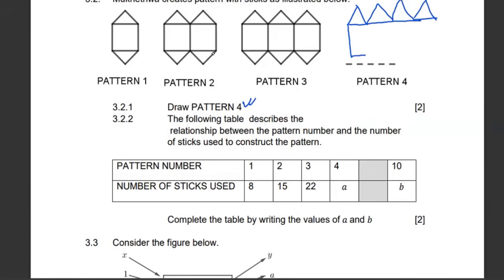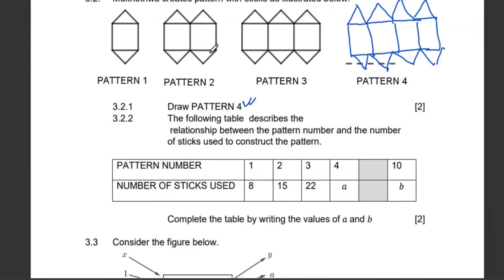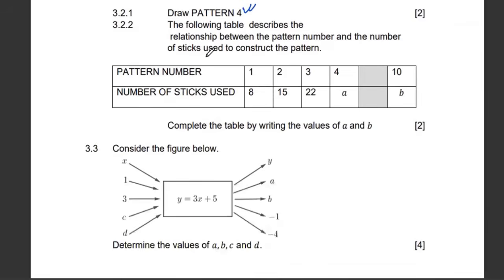Okay, so this is gonna be like this. We'll repeat the process: 1, 2, 3, 4. Then you can connect this. All right, so that is pattern number 4, and then the table describes the relationship between the pattern and the number of sticks that were used, okay?